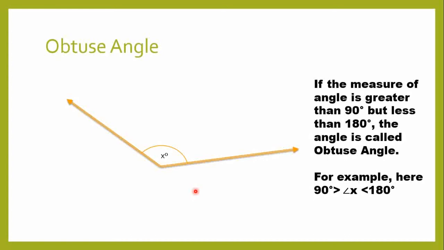And then we have obtuse angle. If the measure of the angle is more than 90 degrees, however less than 180 degrees, the angle is called an obtuse angle. For example, in this angle the measure of x degrees is more than 90 degrees and less than 180 degrees. If we measure the value, it will certainly come as more than 90 and less than 180, so this angle will be called an obtuse angle.